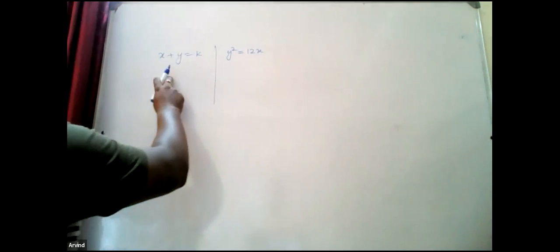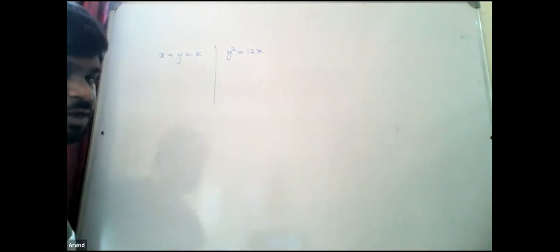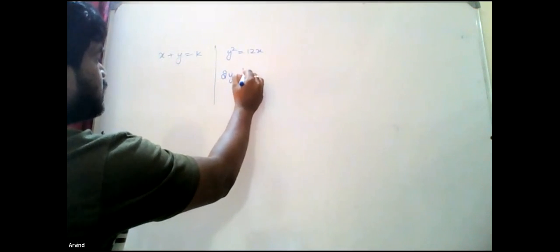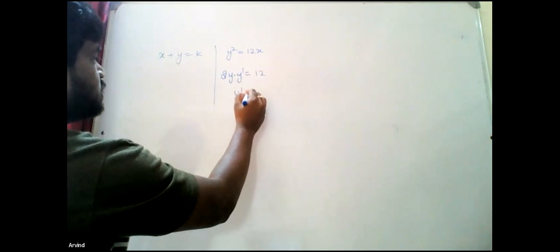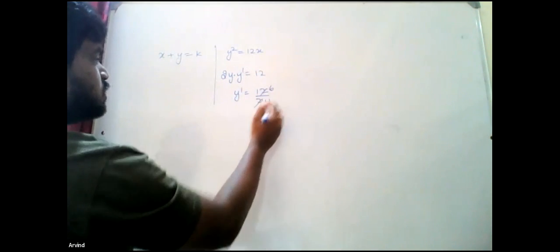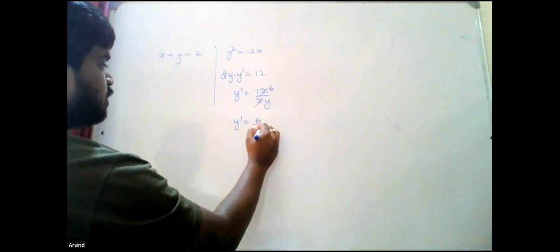Since this line is normal to this curve, the slope of this and the slope of this will be perpendicular to each other. So let's find the slope of this curve. It will become 2y into y dash is equal to 12. Therefore y dash is equal to 12 by 2y. Therefore y dash is 6 by y.